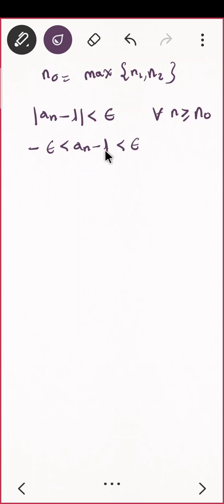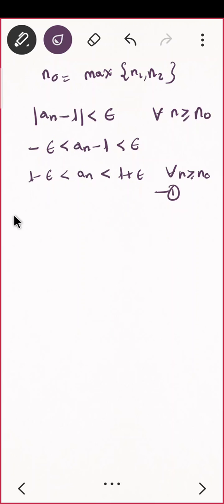What next? Sending minus L to both sides, you will be having what? L minus epsilon is less than an and that is less than L plus epsilon. Do you agree? For all n greater than or equal to n naught. This is what I am having. I'll put it as equation 1.